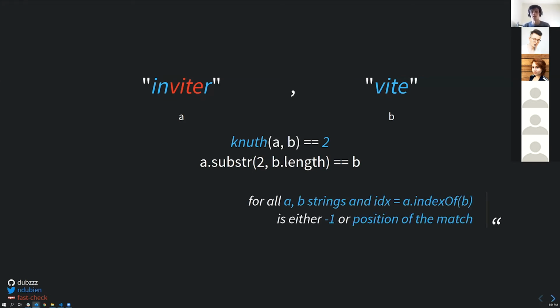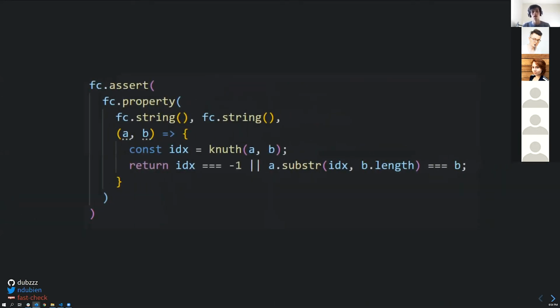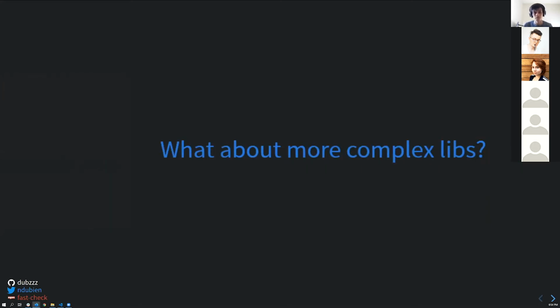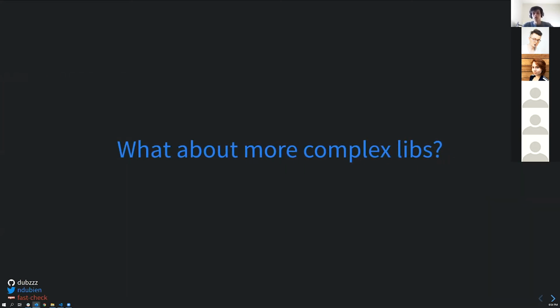My property will be: I want to generate 2 random strings, and I will run the Knuth algorithm over those strings. I take back the index, and given this index, it's either -1 or the position of the match. This is another property we can come up with, and it can be written using fast-check with something simple like this. But I think the most important thing is, okay, this GitHub repository was pretty impressive. It has lots of stars, but I think it's not a library you are using in your code base because they do not have a real library behind the scenes.